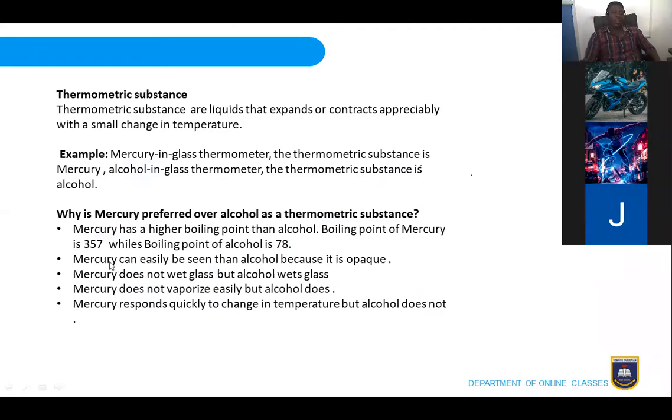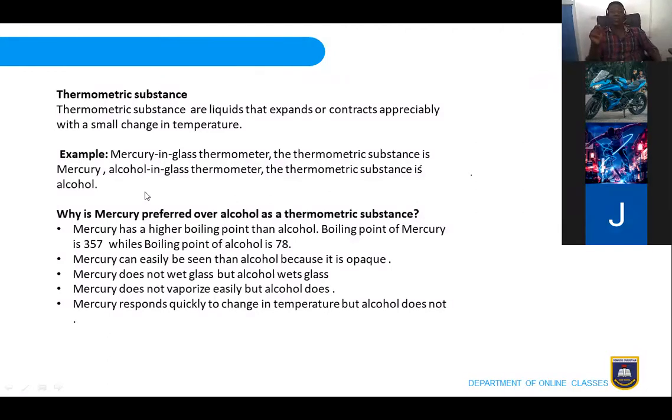Now the second one: mercury can easily be seen than alcohol because it is opaque. If you look at mercury very carefully, it's opaque in nature. But alcohol, I'm not talking about the colored ones you used to see, but the non-colored one. When you want to use alcohol as a thermometric substance, you have to color the alcohol before you can easily see it in your thermometer.